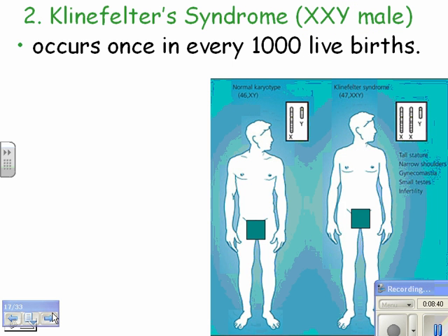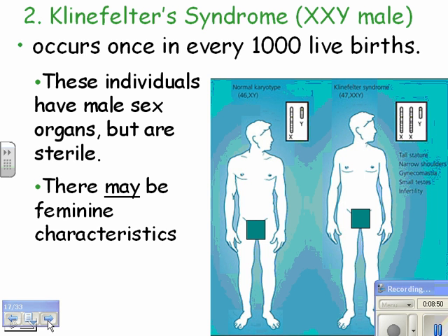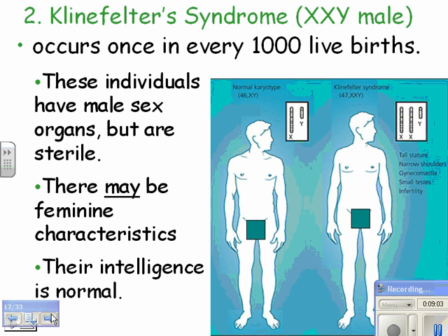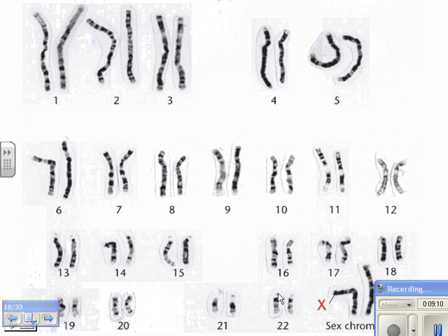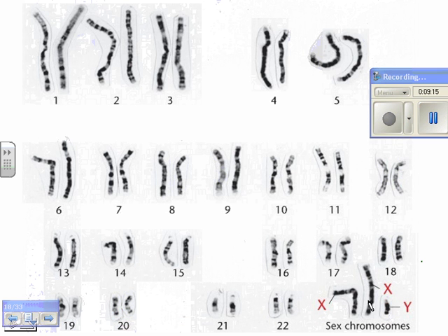This occurs once in about every 1,000 births. These individuals have male sex organs, but they're either sterile or very low fertility. There may be some feminine characteristics. With some men there is, and with others not quite so much. Some men choose to take some testosterone, which will put them back into the regular male body type. A Klinefelter's man, though, has normal intelligence. His body's a little bit different, but his intelligence is normal. Here's what his karyotype will look like, XXY.